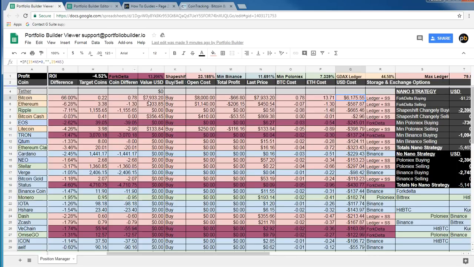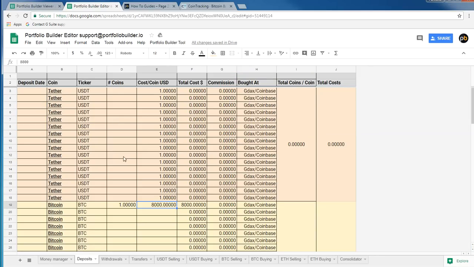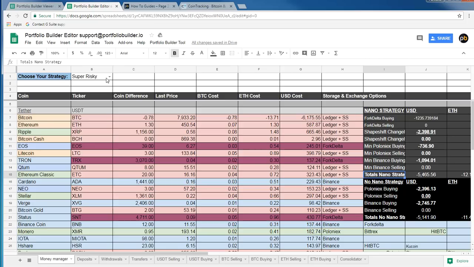Your return on investment will start off at 0. And then once you hit the update, it's going to be very similar to what we just did. You'll probably have too much Bitcoin Cash and too much Litecoin.